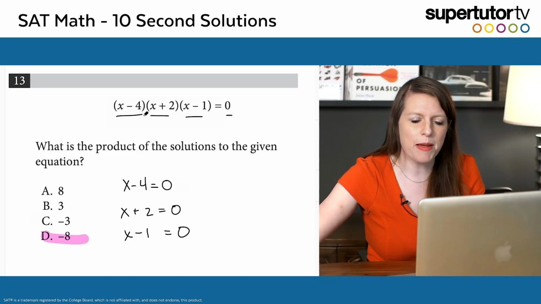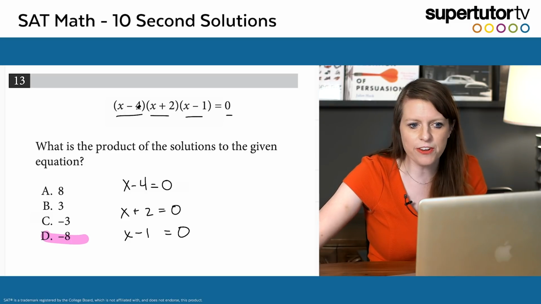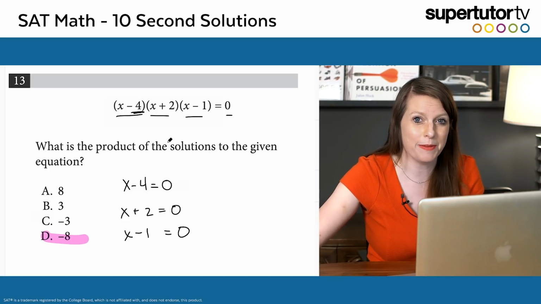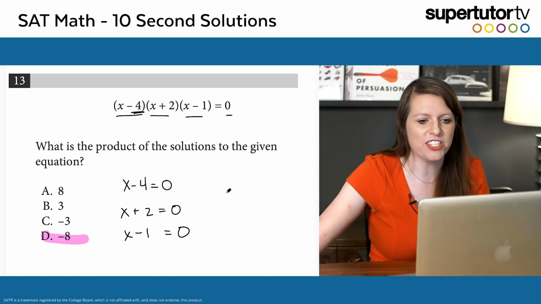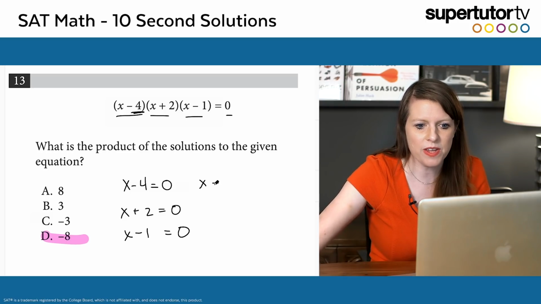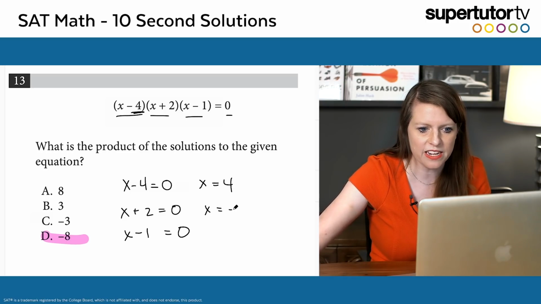And again, if I just have memorized that when the x has no coefficient, I can just take this number over here and flip the sign to get the solution. It's a much faster way to do this math. So here we get x equals 4, here we get x equals -2.